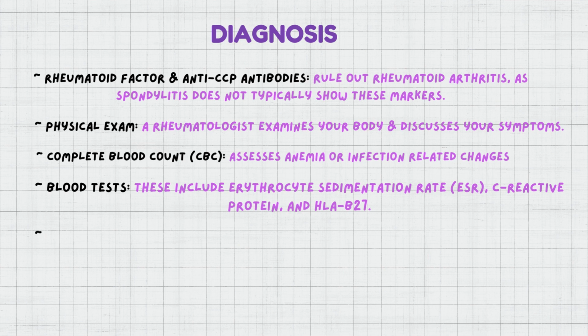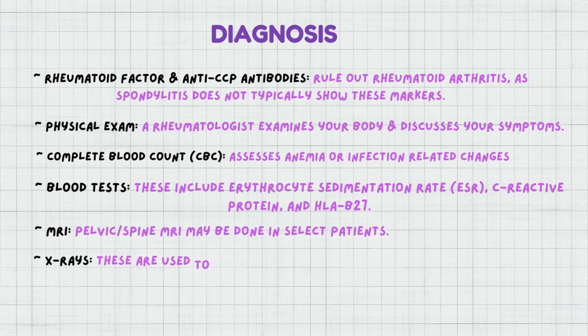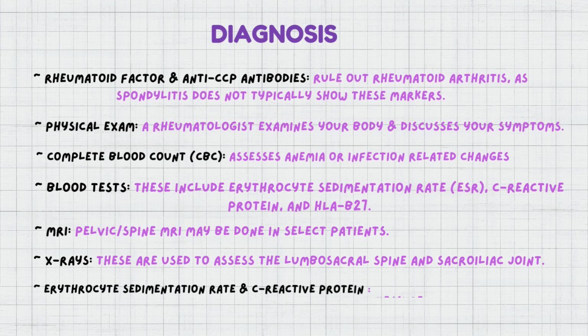MRI. Pelvic/spine MRI may be done in select patients. X-rays. These are used to assess the lumbosacral spine and sacroiliac joint. Erythrocyte sedimentation rate and C-reactive protein measure levels of inflammation in the body.